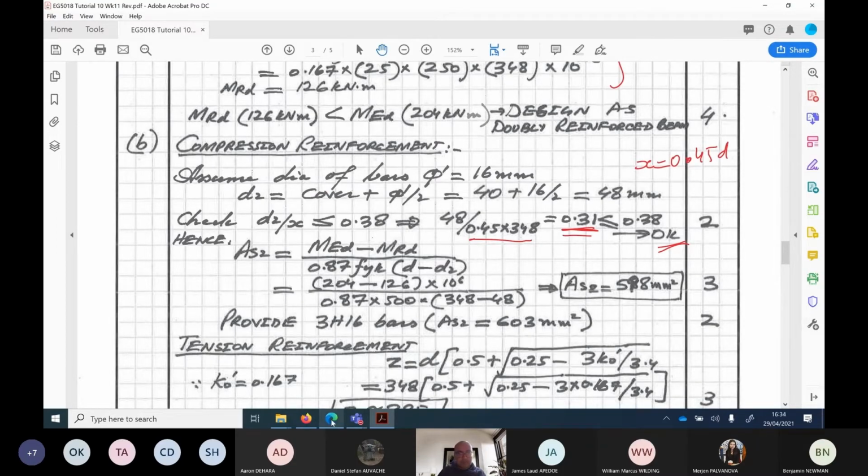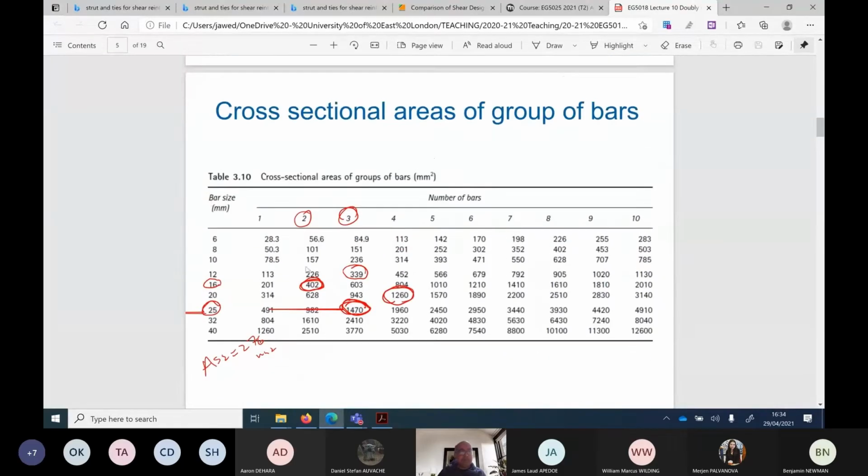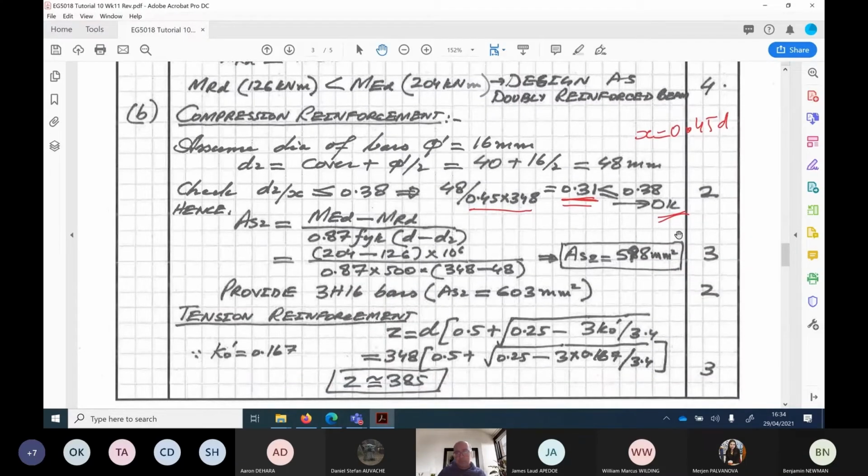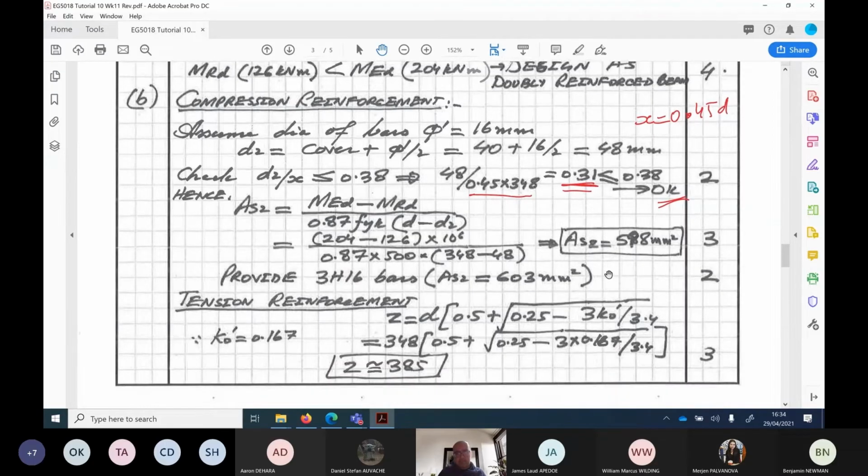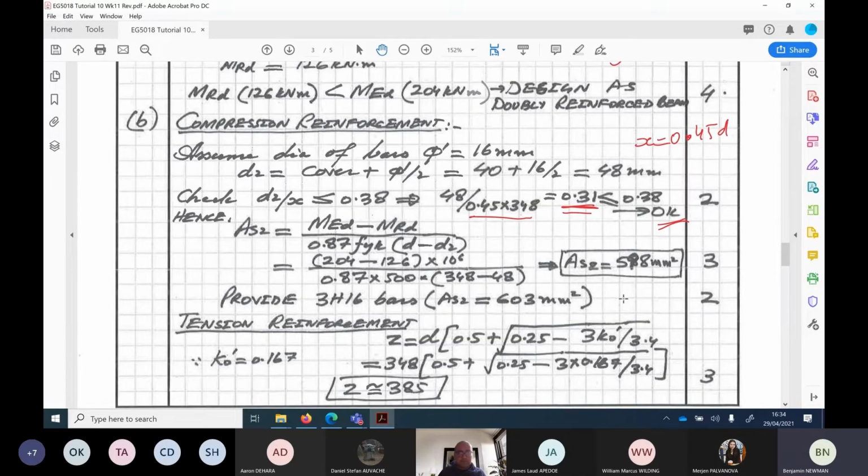So if you have a look at this table, this is telling you the cross-sectional area of bars. If you're using number 16 and if you use 3 of them, the area is going to be 603 millimeters square. And this is what I have used over here. And on the right side, you can see marks given for each step. Again, the marking scheme is going to be similar but not the same. So you just tell me what D2 over X is again, please.